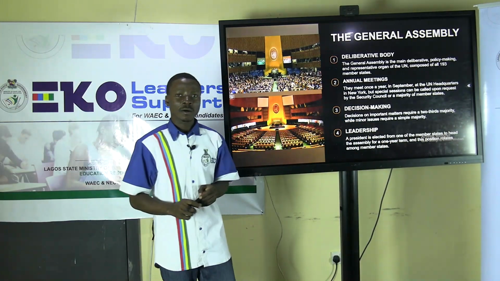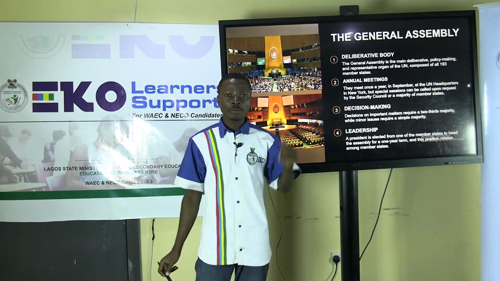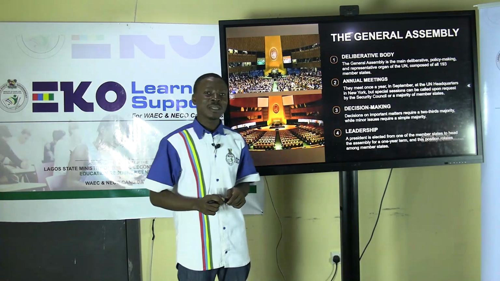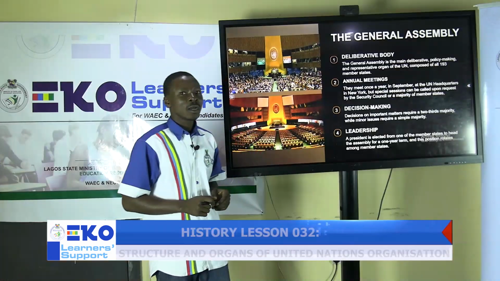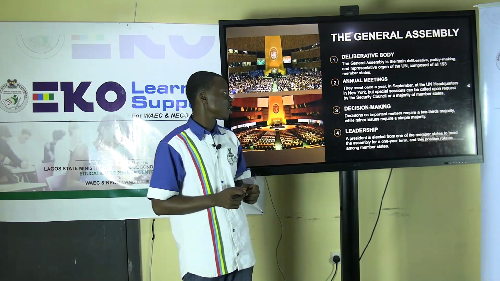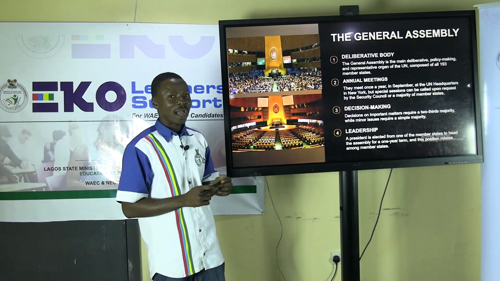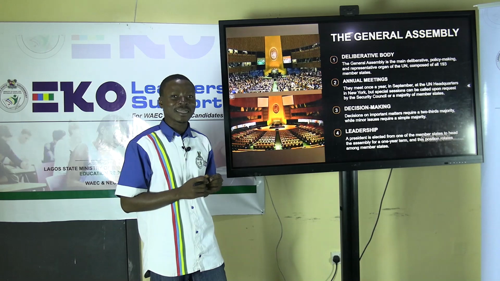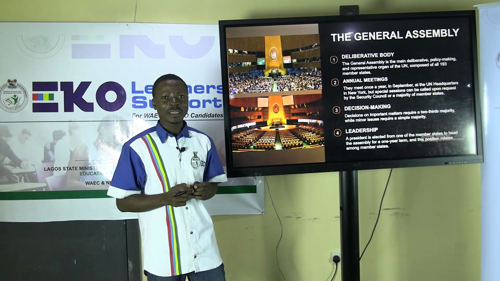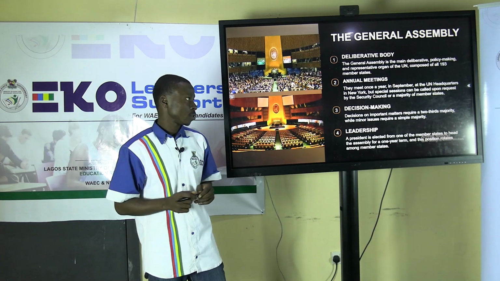The first organ of the organization we'll be examining in today's lesson is the General Assembly. The General Assembly is the deliberative body of the United Nations and is also the policy making and decision making organ of the organization. This organ comprises all the 193 members of the United Nations Organization.